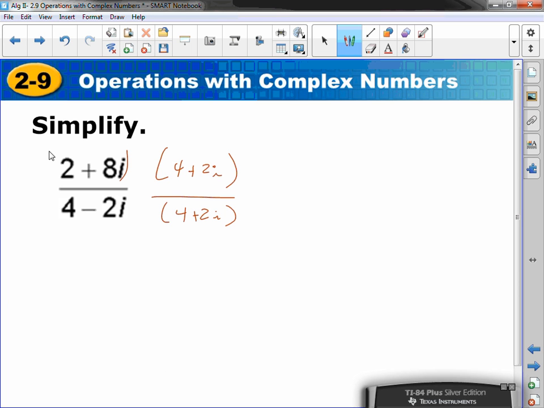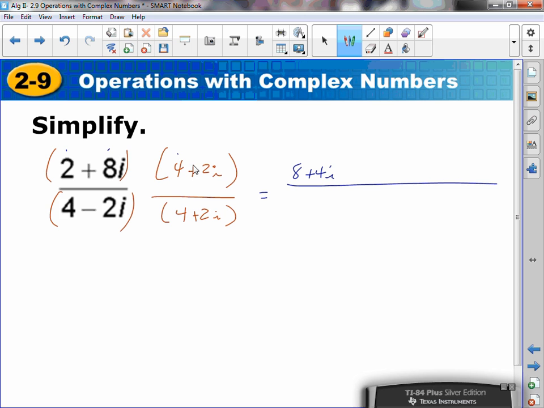And what you're going to do is we're going to multiply by the numerator and denominator. So I'm going to have to FOIL. 4 times 2 is 8. 2 times 2i, 4i. 8i times 4 is 32i. And 8i times 2i plus 16i squared.